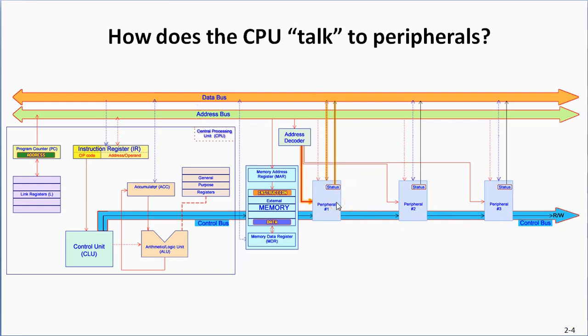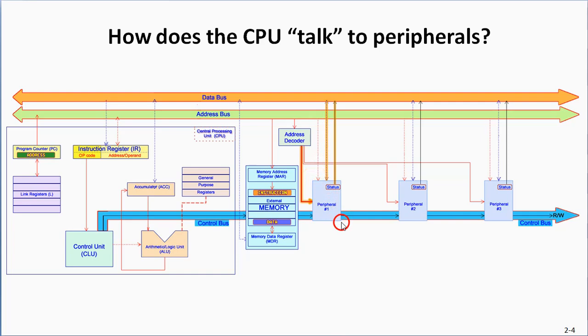In an alternative arrangement, peripherals may be more sophisticated and have their own decoder, which allows them to decode directly an address that is on the address bus and identify whether the CPU is trying to talk to them or not.